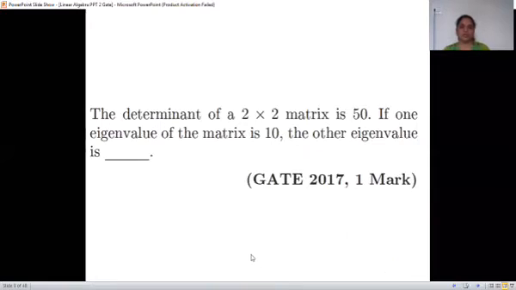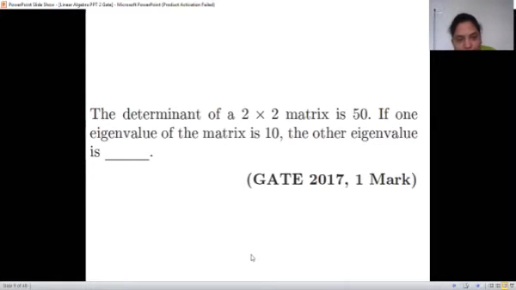Chalo, next question. This is for you. The determinant of a 2 by 2 matrix is 50. If one eigenvalue of the matrix is 10, the other eigenvalue is? Your answer, 5. Okay, 5, very good.